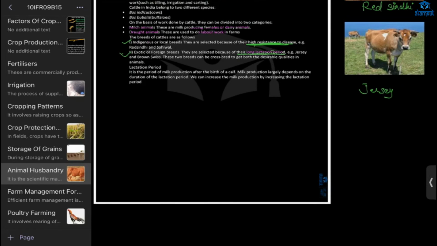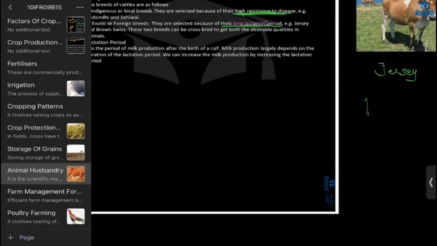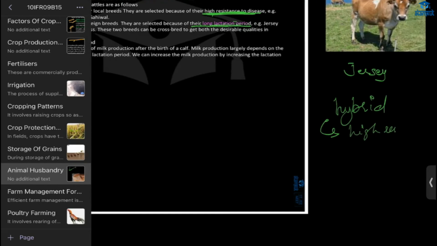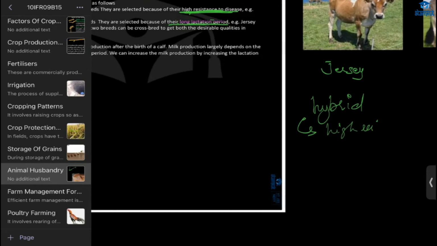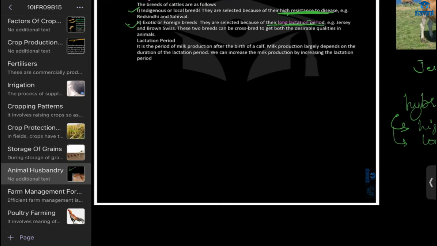The hybrid which we are getting, what quality will it have? It will be highly resistant to disease. Ma'am, and it also has a large lactation period. Lactation period. Oh yeah. Okay. See, it is the period of milk production after the birth of a calf. Milk production largely depends on the duration of the lactation period. We can increase the milk production by increasing the lactation period.